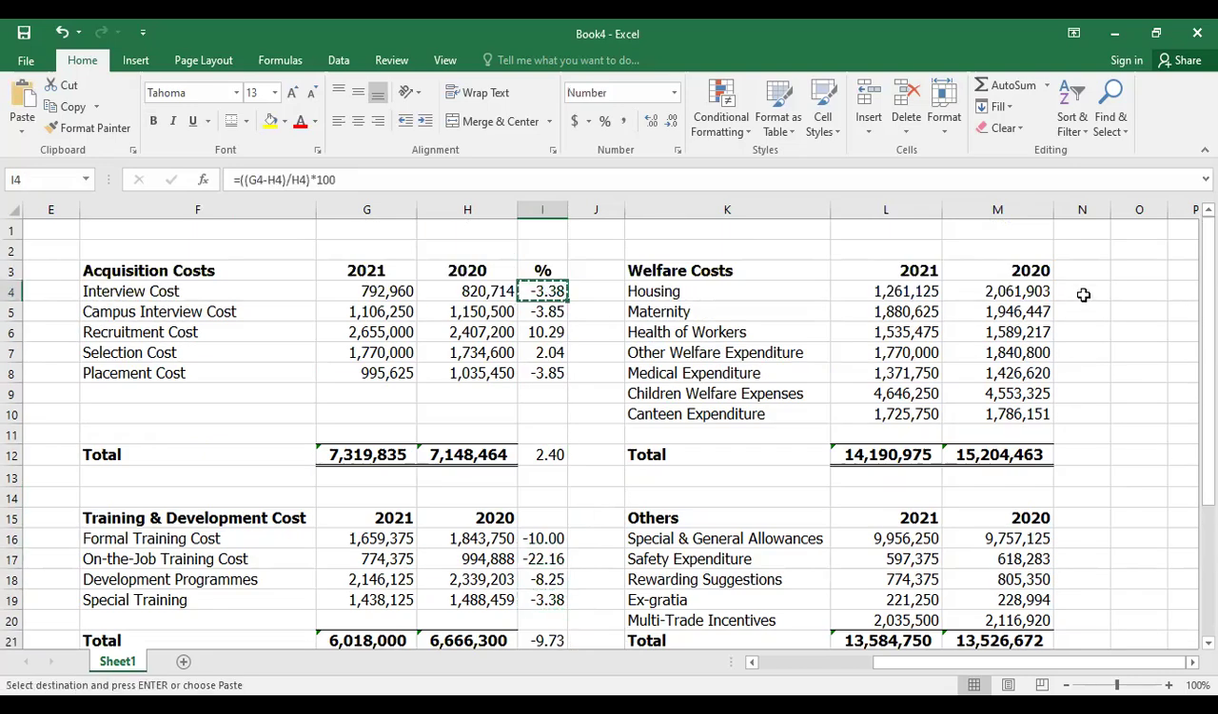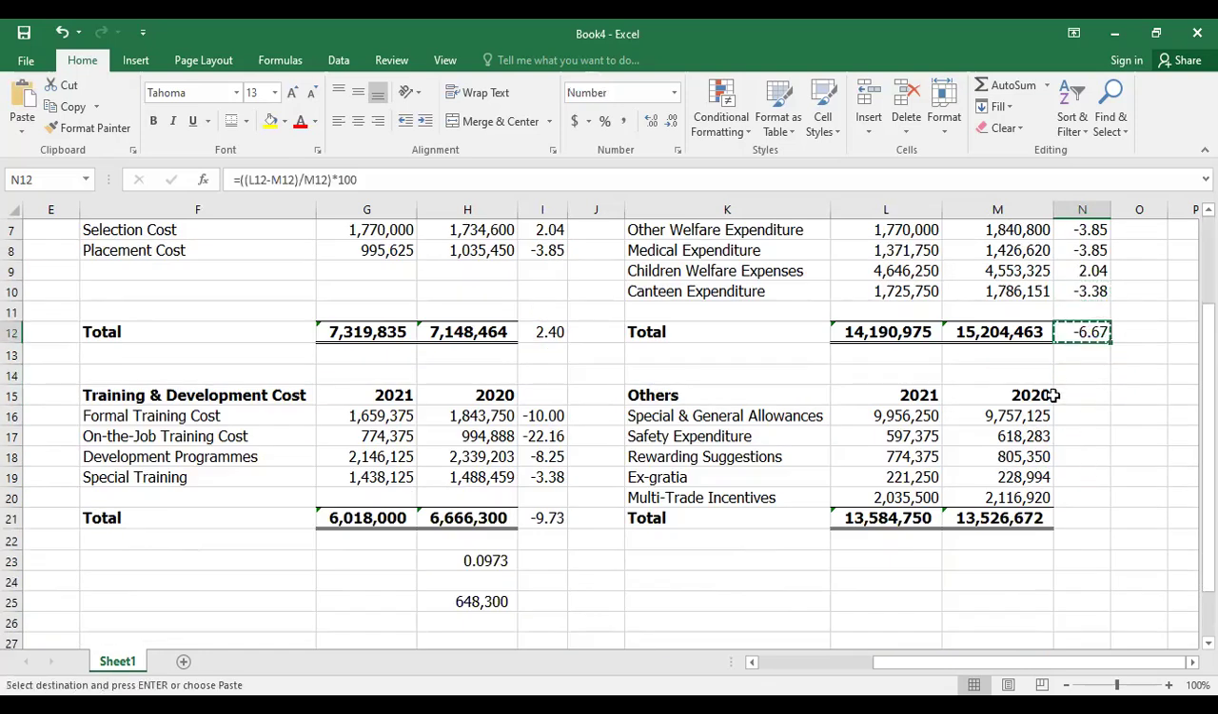If you also come here, you see something very, very interesting. Housing declined. If you drag down, you see an interesting perspective here. All of them, other than children welfare expenses, declined. Of course, this has a lot of implications. And overall, there's a decline of about 6.67%. If you come to others too, you see something very similar. They all declined except for special and general allowances. But overall, there is an increase of about 0.43%.